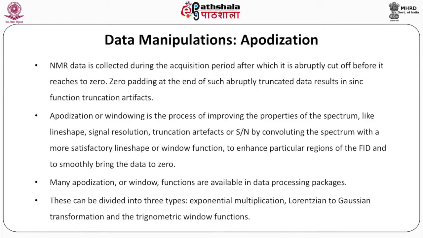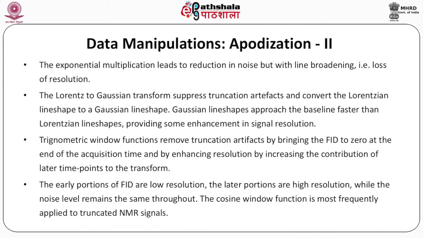These can be divided into 3 types: exponential multiplication, Lorentzian to Gaussian transformation, and the trigonometric window functions. The exponential multiplication leads to reduction in noise but with line broadening, that means loss of resolution. The Lorentz to Gaussian transform suppresses truncation artifacts and converts the Lorentzian line shape to a Gaussian line shape. Gaussian line shapes approach the baseline faster than Lorentzian line shapes, providing some enhancement in signal resolution.